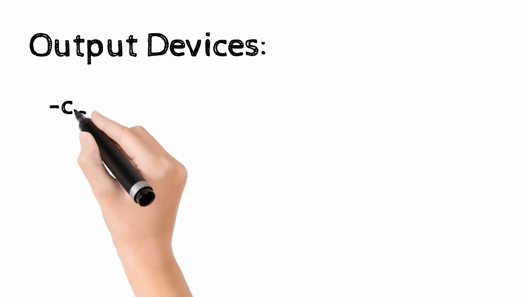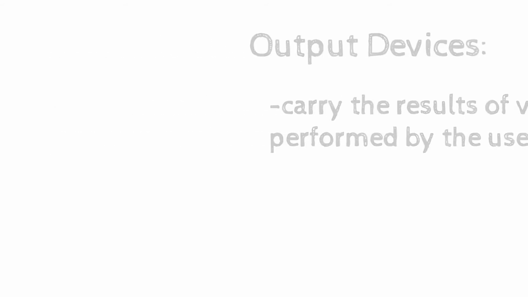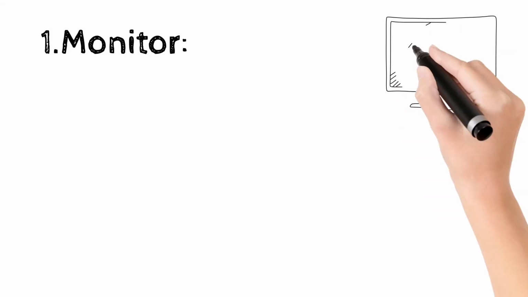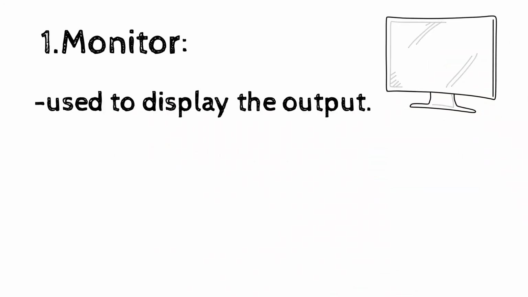Output devices carry the results of various operations performed by the user. An output device is a part of the computer hardware equipment used to communicate the results of data processing. Monitor. A monitor, also called a visual display unit, is an electronic device used to display the output.